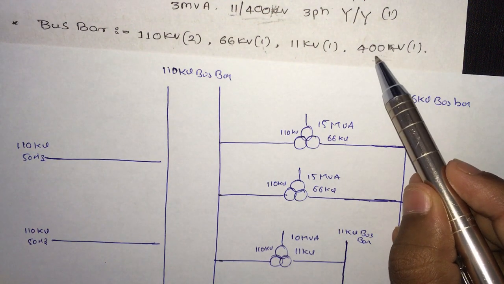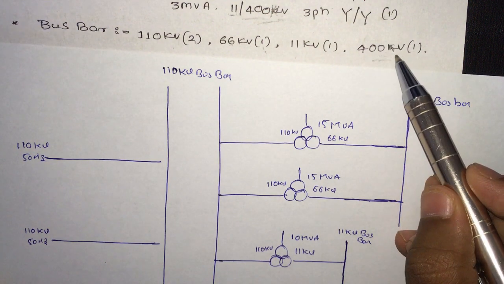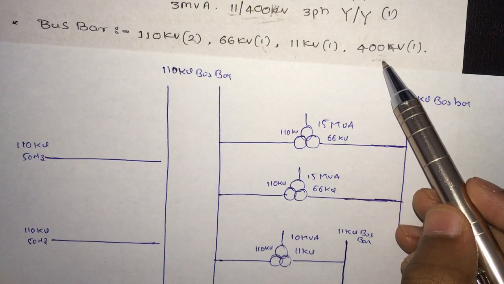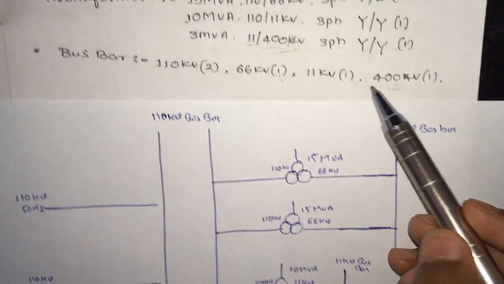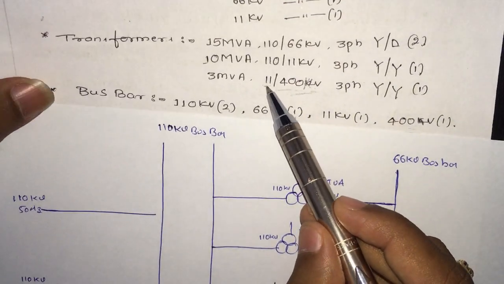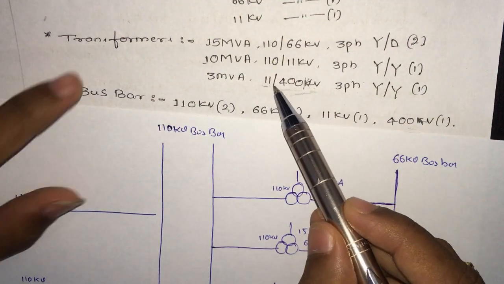Okay, after that we are having one more bus bar with 400 volt. Since we haven't come across any 400 volt line, we can't draw the bus bar yet. And here you can see now we are having an 11 kV/400 volt transformer.